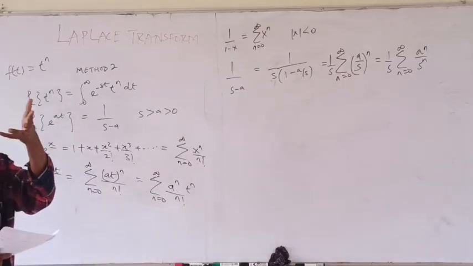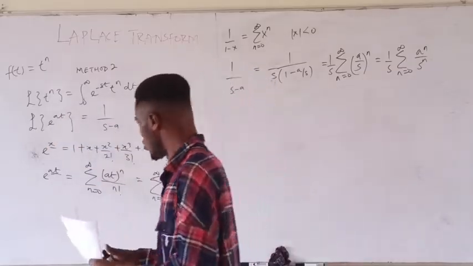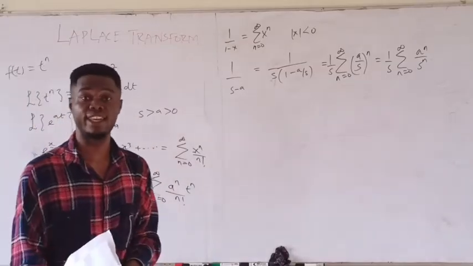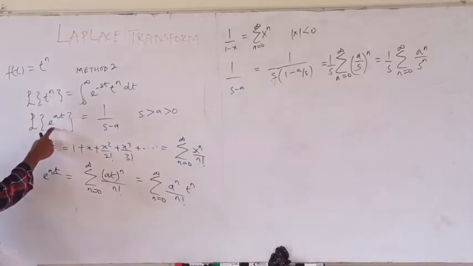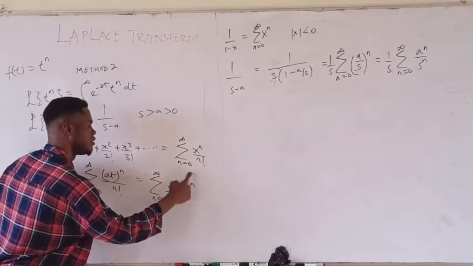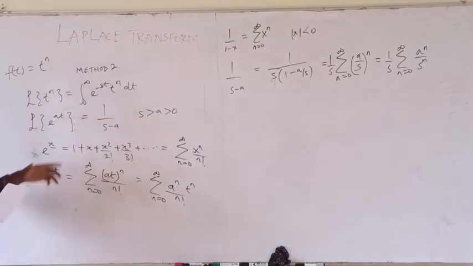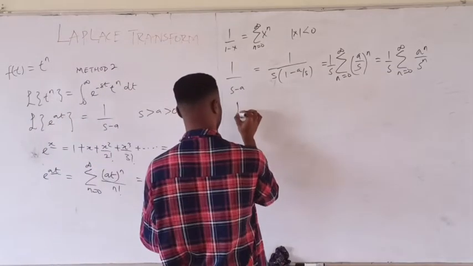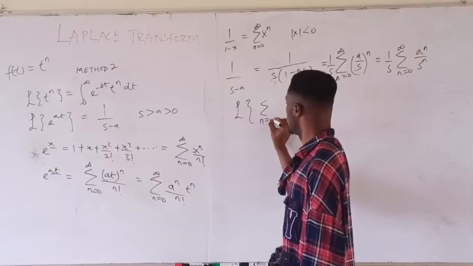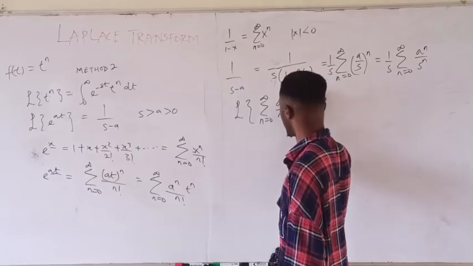Remember, the whole idea that we're using so far was gotten from the Laplace of the exponential of at. Good. Since the Laplace of the exponential of at is equal to 1 over s minus a, and we know that the exponential of at is equal to this, that is to say, instead of writing the Laplace of the exponential of at, I will write the Laplace of the summation from n equals 0 to infinity of a raised to the power of n divided by n factorial, t raised to the power of n.